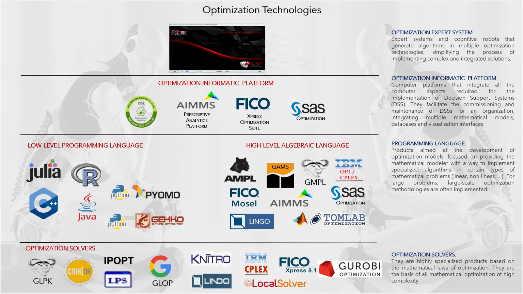For the development of algorithms, the following can be used. Low-level programming language, or high-level algebraic language. GAMS corresponds to a fourth-generation language, the first version of which was launched on the market in 1987. Optimization informatic platform, computer platforms that integrate all the computer aspects. Optimization expert system. Artificial intelligence-based platforms. Optex, produced by HAI, is one example. The last two computer platforms will not be studied in this course.